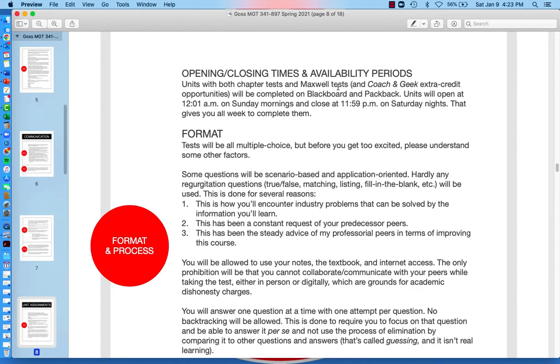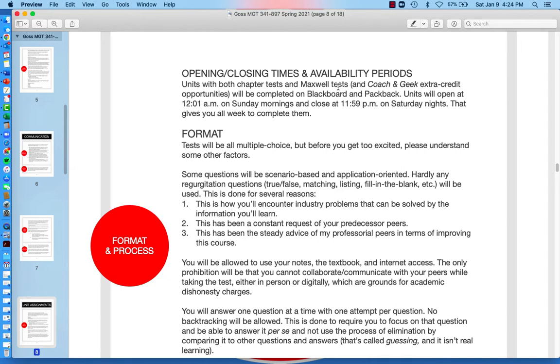Now, our test will be basically all multiple choice, but don't get too excited about that, because a lot of that's going to come from scenario and application-based questions. These are given to you in that format because that's exactly how you encounter problems in the industry. Things don't come to you in some little tidy question package. They're often very messy, and you have a lot of scavenging to do in order to get the answer that you need.